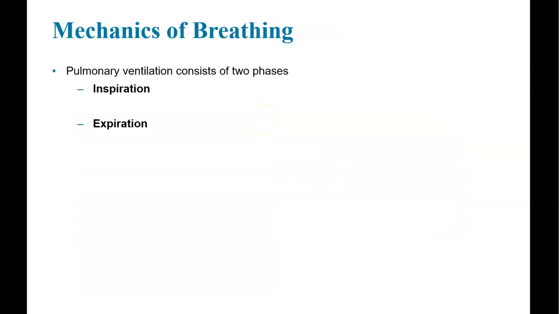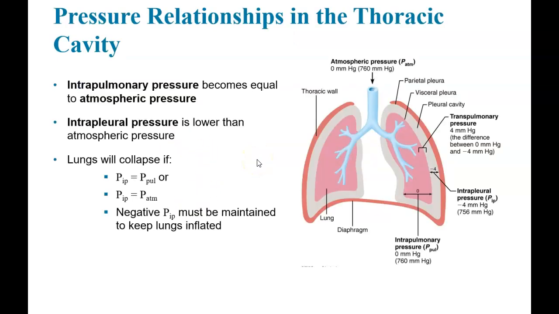Pulmonary ventilation consists of two phases. So there's inspiration, which is where gases flow into the lungs. Expiration, obviously the gases exit the lungs, so that's when you're breathing out. In the thoracic cavity, there are specific pressure relationships that allow for the lungs to remain inflated. So there's an intrapulmonary pressure, which is the pressure in the alveoli inside of the lung. This pressure becomes equal to the atmospheric pressure. So the atmospheric pressure is going to be 760 millimeters of mercury, and the intrapulmonary pressure becomes equal to that. That's why there's a zero here to indicate that there's no difference. Then there's the intrapleural pressure, which is lower than the atmospheric pressure. It's going to be 4 millimeters of mercury less than the atmosphere, so it's going to be 756 millimeters of mercury.